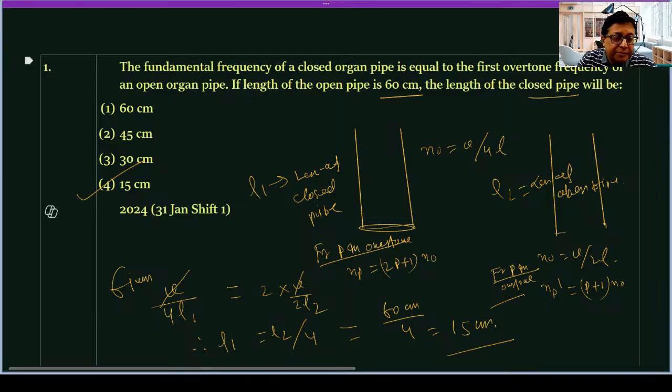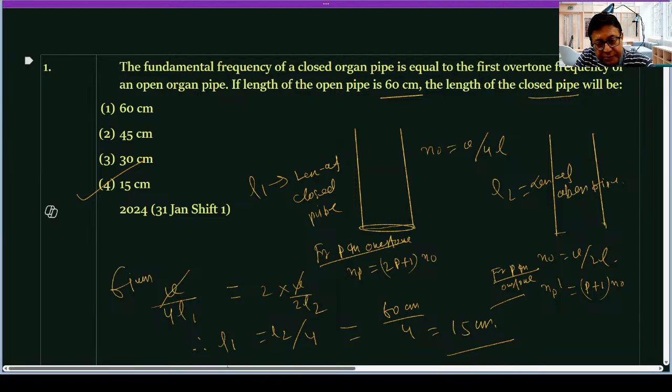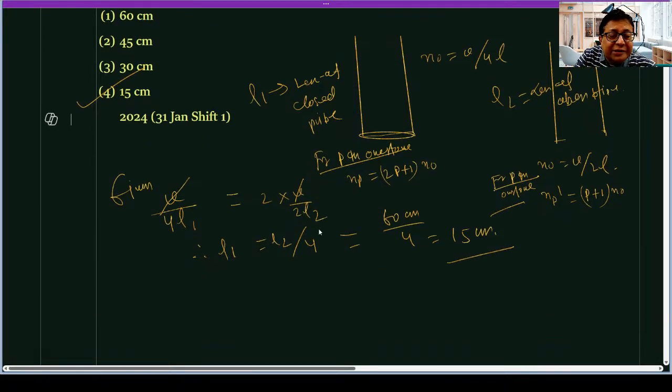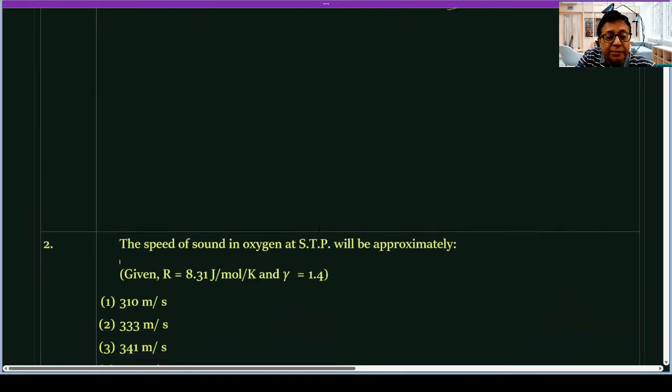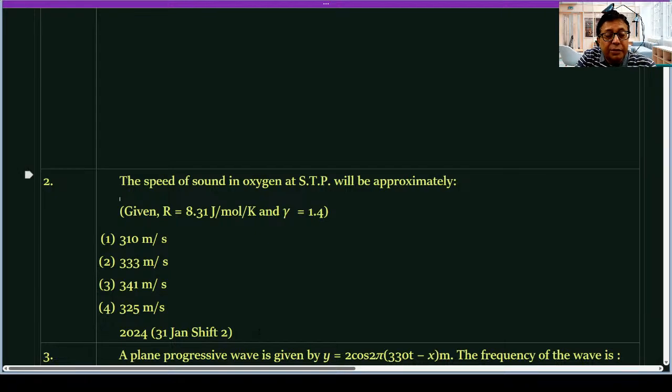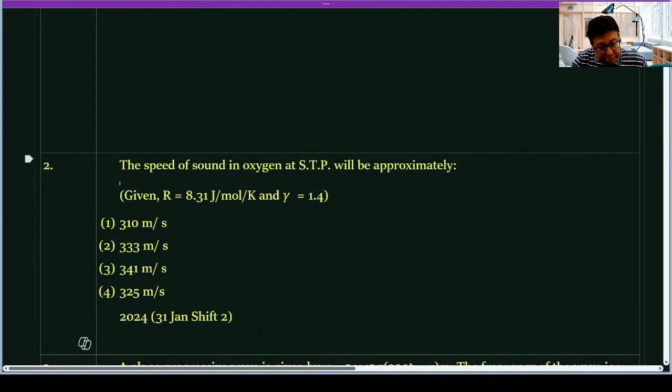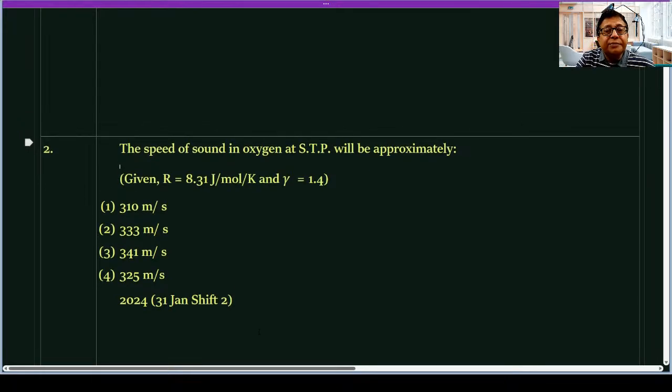Okay? So closed pipe, open pipe, formula revised and one sum is done. Let's see the next question. This question will be on the wave in bounded medium, that is Newton's formula.